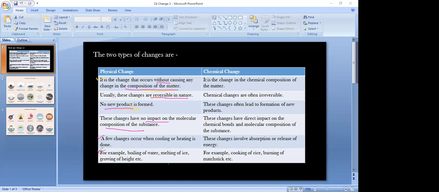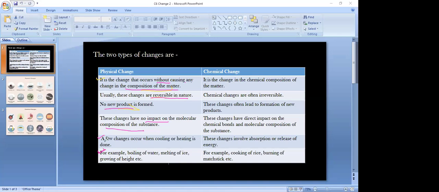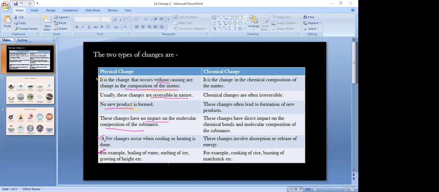Ma'am, I have a doubt. Yes, please say. Ma'am, the physical change says there's no impact on molecular composition, but when we change water into ice, liquid into solid, there is some impact on molecular change. Dear, it is just the arrangement of molecules. Chemically, the formula is the same; there is no chemical reaction when this is happening.